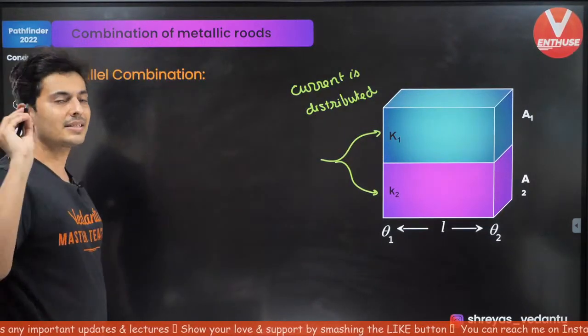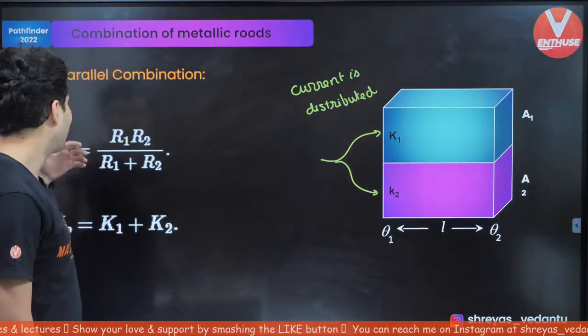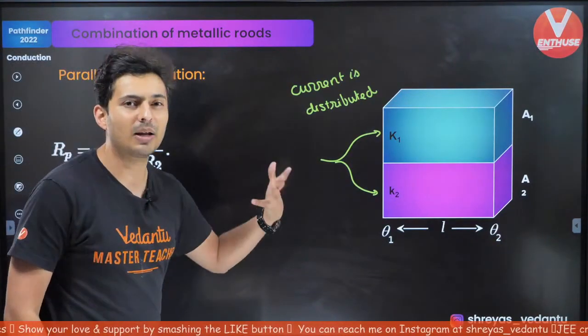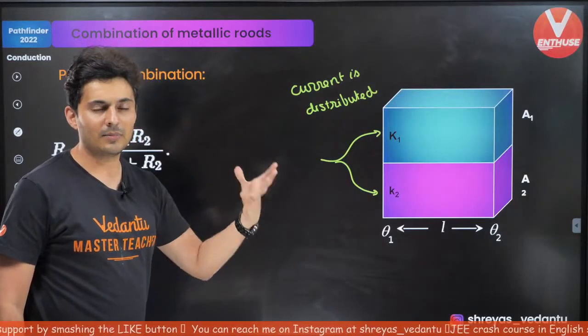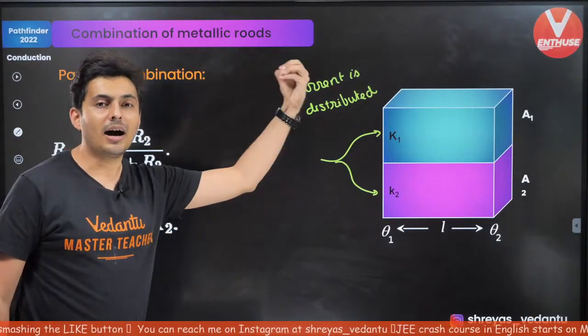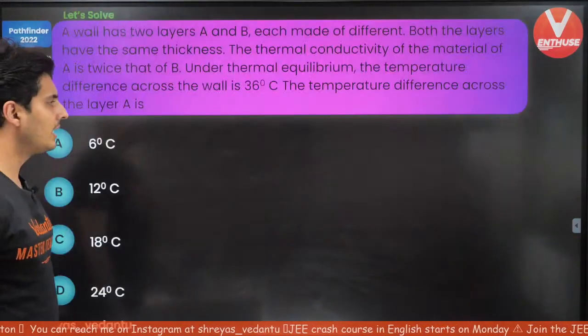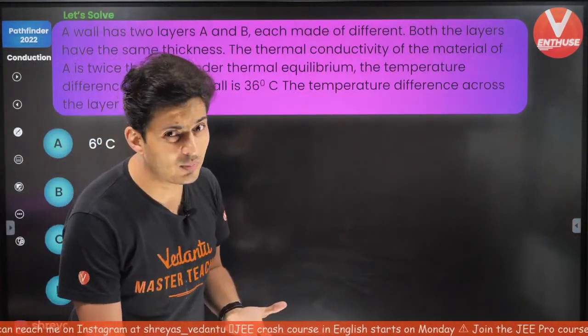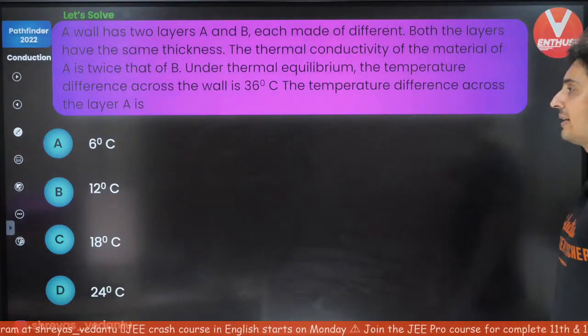And in this case, again you just have to use the parallel formula. So 1 by R is equal to 1 by R1 plus 1 by R2. The equivalent thermal resistance will be: 1 by R1 plus 1 by R2 will give you 1 by R equivalent. Just like resistors in parallel, nothing else. Let's start solving some questions so that you get a hang of it. Yep, this chapter is very similar to electricity.